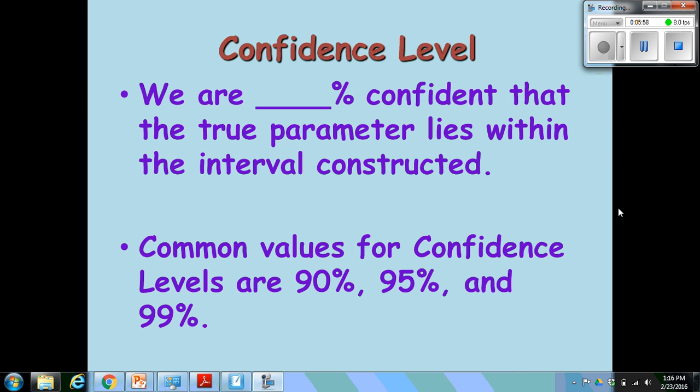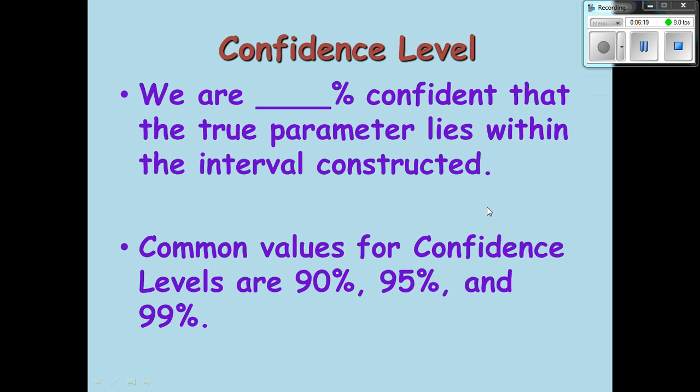These are just the three, and there's a certain value that we'll use in the formula for each of these. A hint: the 95% one is right around 2. If you think about the normal curve and 95% being 2 standard deviations, that kind of thing. We'll talk about that later. But these are the three that we're going to know and use the most.